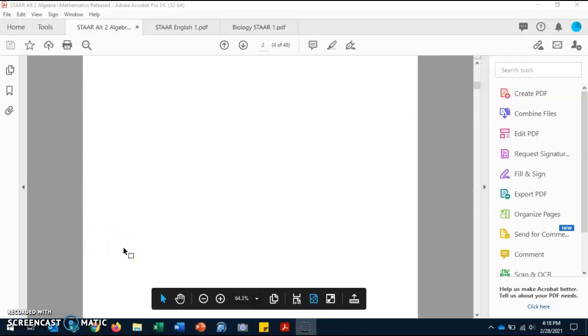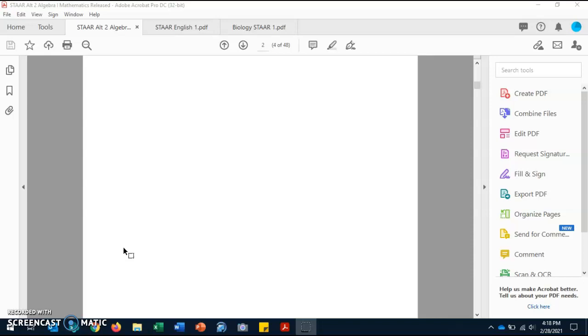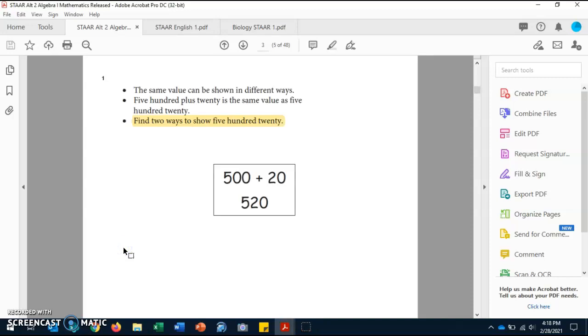You all should have your packages in order. So you will have 2 questions of algebra, 2 questions of English, and 2 questions of biology. And then it will start again in algebra, and when it starts again in algebra, you know that that is for the next day. So today, we are going to start with question 1 and question 2.